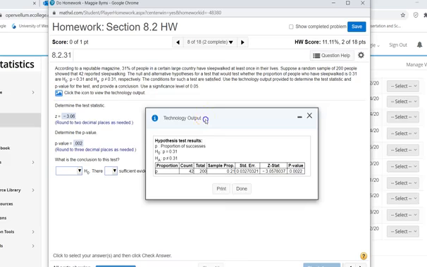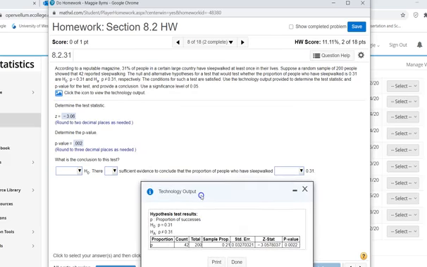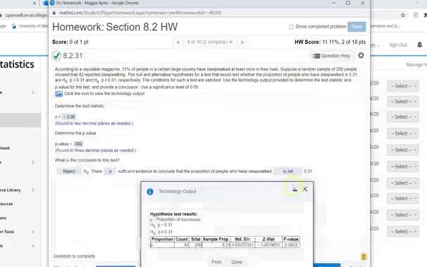So what does that mean? When we have a small p-value, that means that we reject the null hypothesis. So in this case, we will reject the null hypothesis. That means we have evidence to support the alternative. If we reject the null, that means we think the alternative is probably true. So we would say there is sufficient evidence to conclude that the proportion of people who have sleepwalked is not the 31%, because that's what my alternative hypothesis said. P is not 31%. All right.